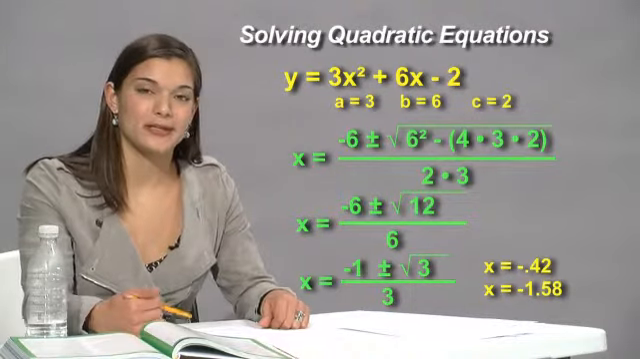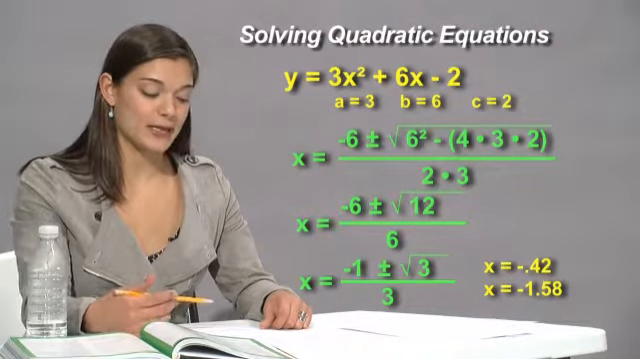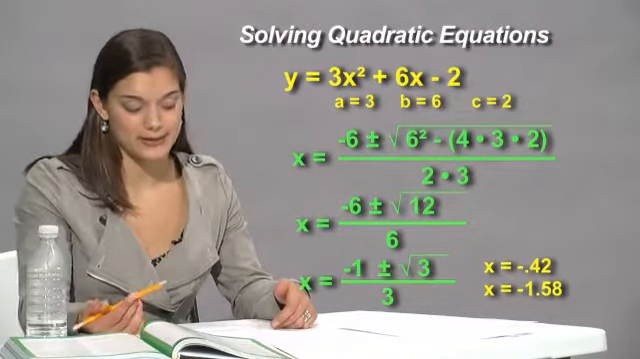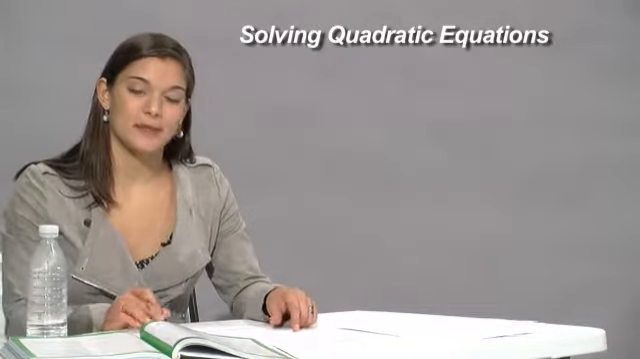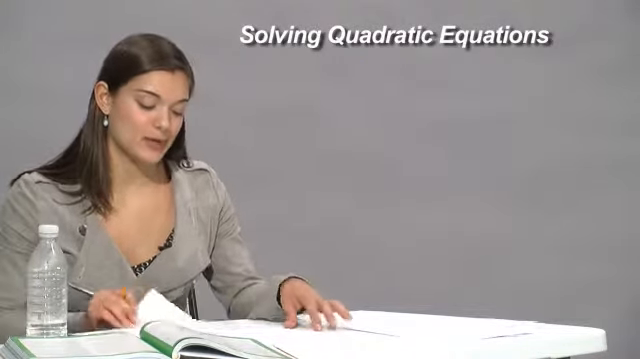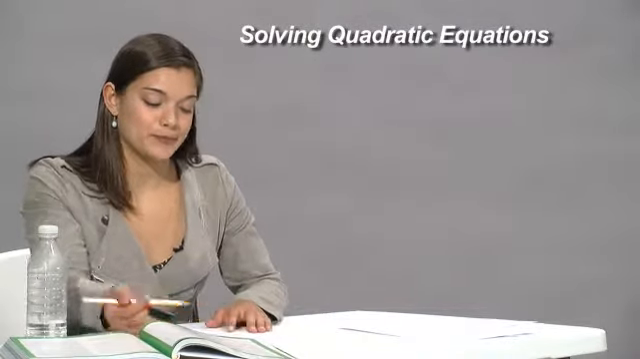You can always check your answer if you plug those roots back into the original equation. If you get that y equals 0, then you got the right answer. So that's a good way to check your work. Quadratics come up in physics sometimes when you're dealing with projectile motion. Let's look at an example.